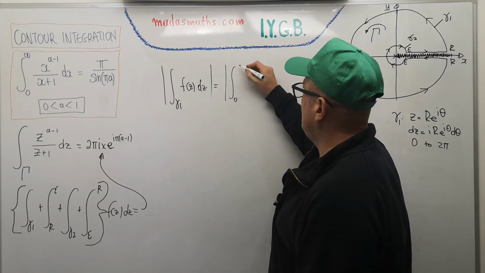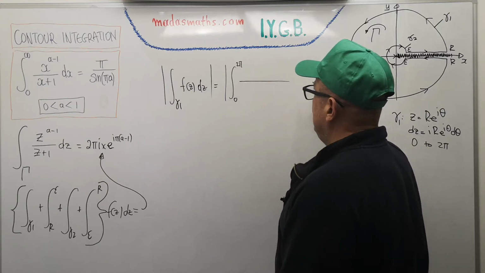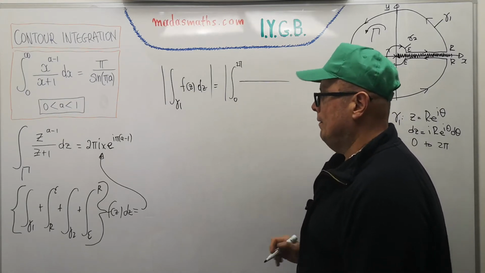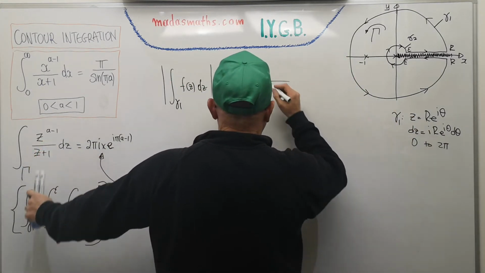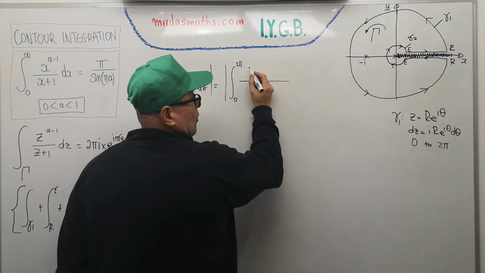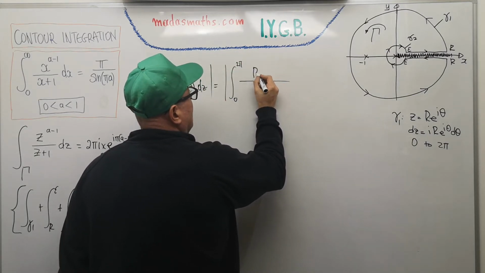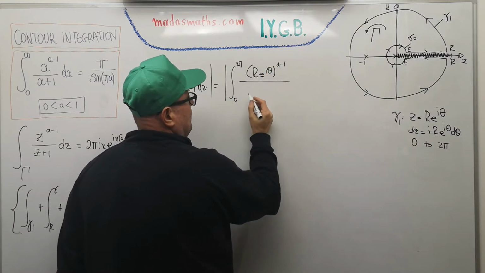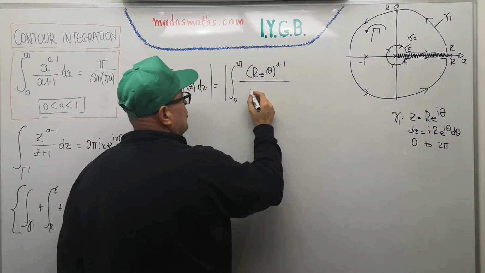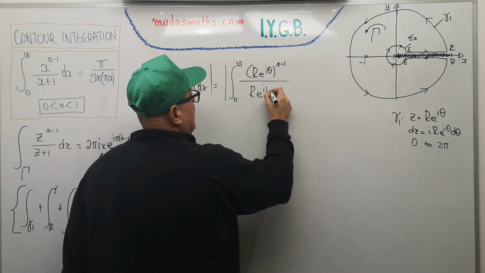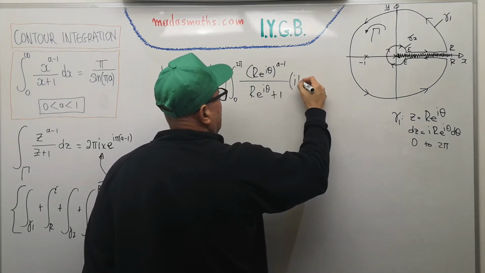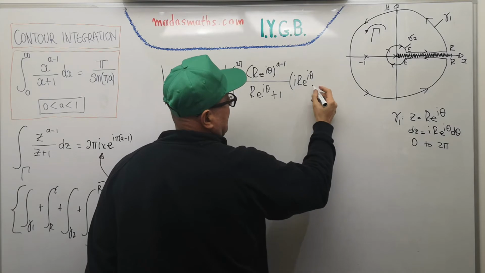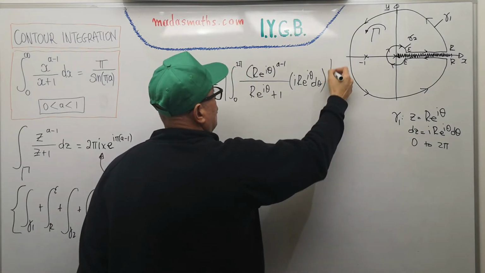So that is equal to the modulus of the integral from 0 to 2 pi. And now my f of z, putting now my z to the a minus 1, where z is this, so I don't know where to stand so we can all see what I'm doing. So that is r e to the i theta all to the power of a minus 1, and at the bottom I've got z plus 1, so that's r e to the i theta plus 1, and my dz is i r e to the i theta d theta, close mod.